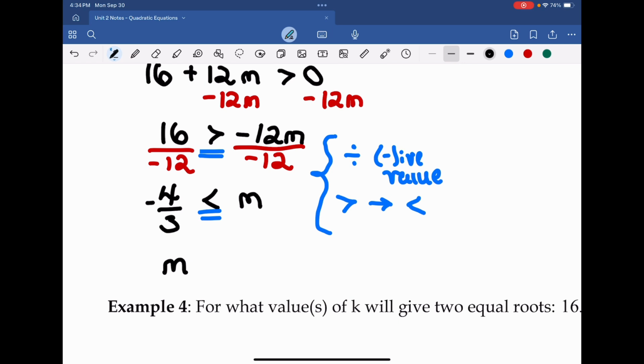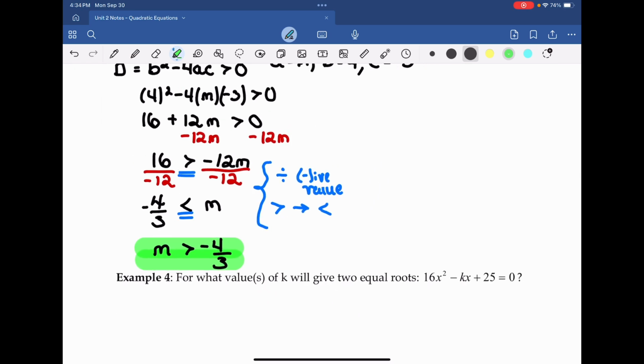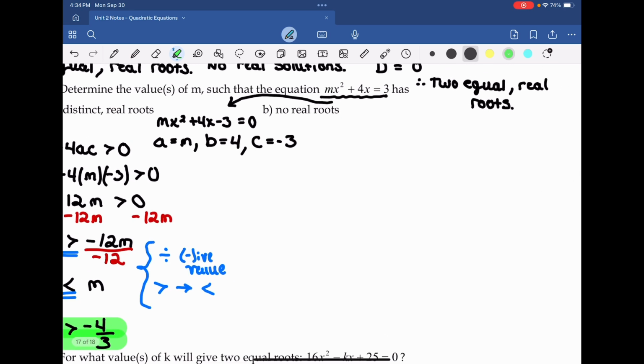And then I'm just going to finally write this as m is greater than negative 4 over 3. And all I did was just flip it from left to right. That's it. So I didn't do anything fancy like changing the sign again or doing anything complicated like that. We just changed the order. m is on the left, the negative 4 over 3 on the right. There you go. Perfect.